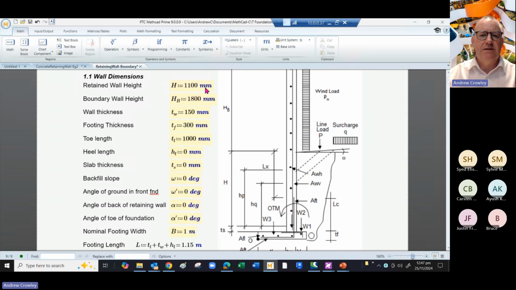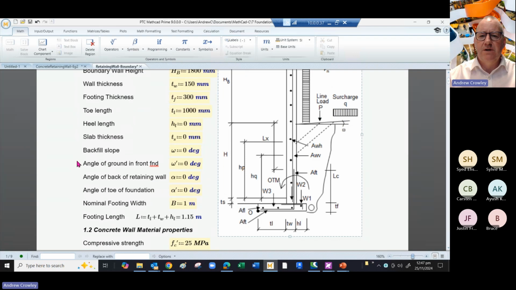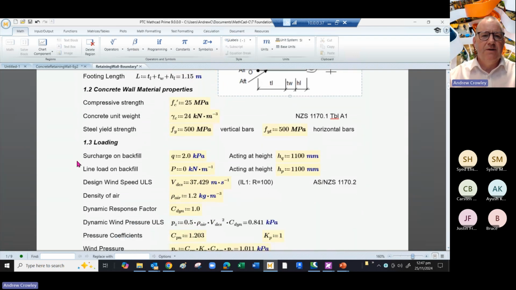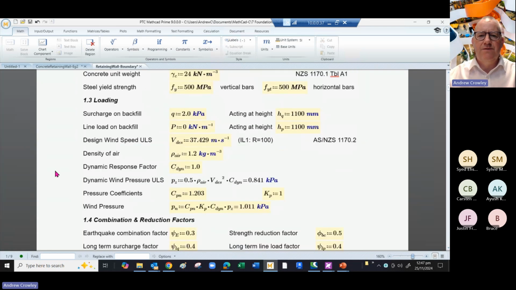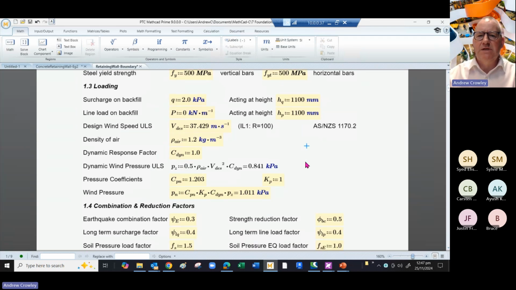So your retained height is 1100 and your boundary wall height is 1800. So you need to calculate what the wind load is as well as what the earth load is as well. So some basic parameters of the wall, some concrete wall material properties, the loading. We've assumed surcharge loading on the backfill is only 2 because there's no traffic in there, it's only people. And it obviously acts on the soil level.